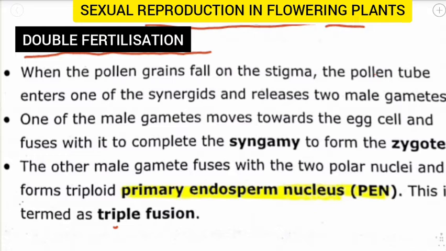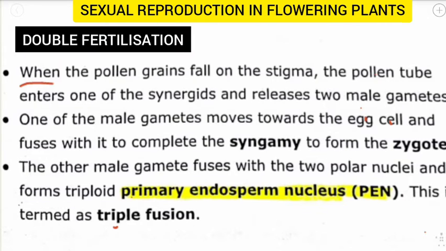So in double fertilization, two kinds of fusion take place. One is syngamy and another one is triple fusion. These are the two kinds of fusion. Together, syngamy and triple fusion are known as double fertilization.